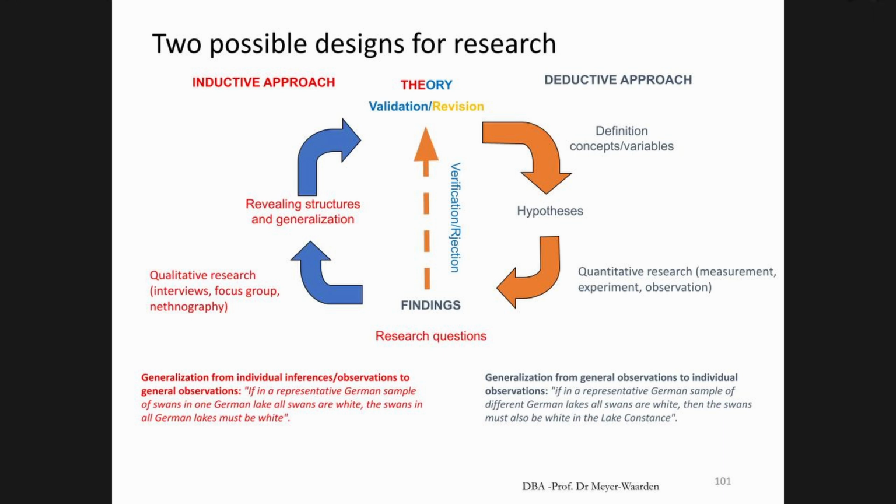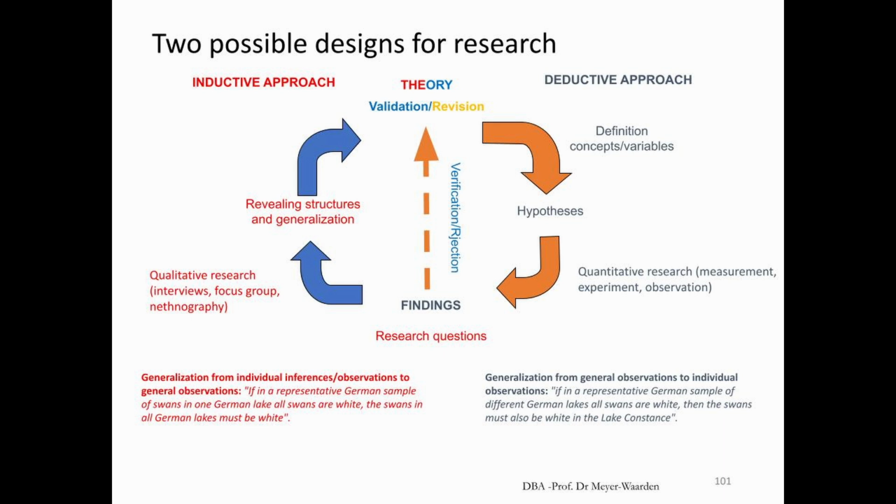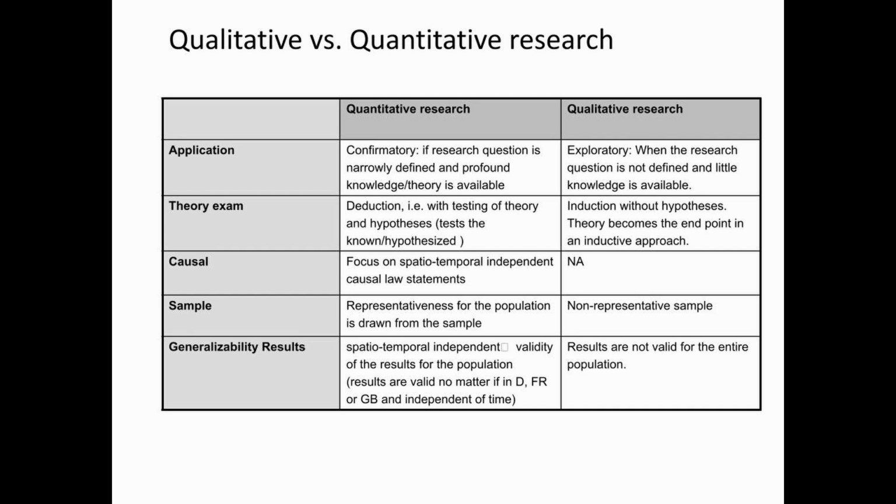On the other hand, if theory is known, if concepts are known, these concepts can be used and tested in conceptual models, and then subsequently with quantitative research, this model is tested. Quantitative research fits better in confirmatory approaches if the research question is narrowly defined and profound theoretical knowledge is available, whereas qualitative research is rather exploratory when the research question is not defined and little knowledge is available. Theory is tested, so it's a deductive approach with hypotheses which are tested, whereas qualitative research is inductive without hypotheses. So theory becomes the endpoint in an inductive approach.